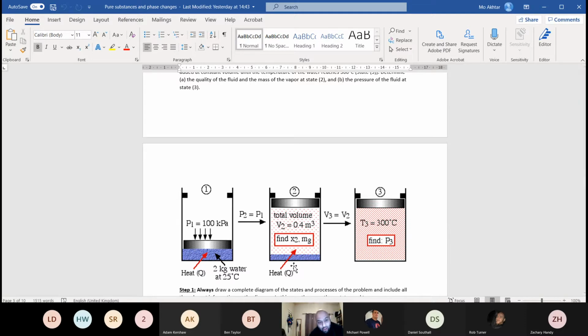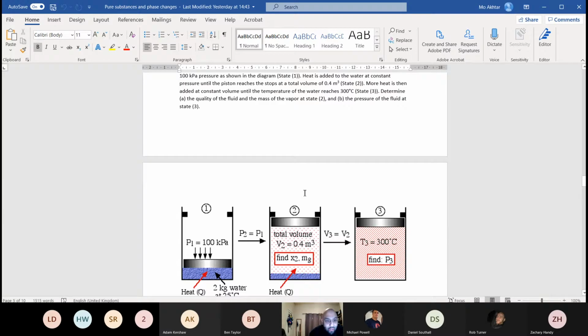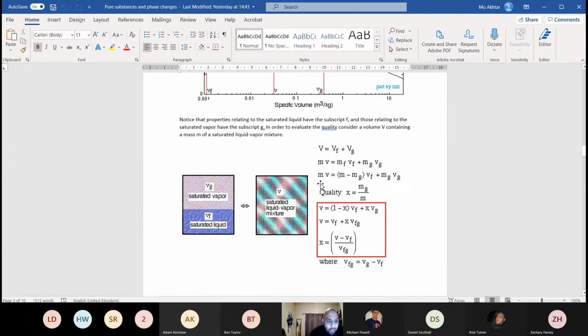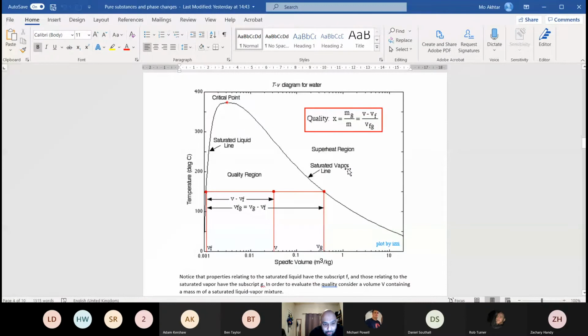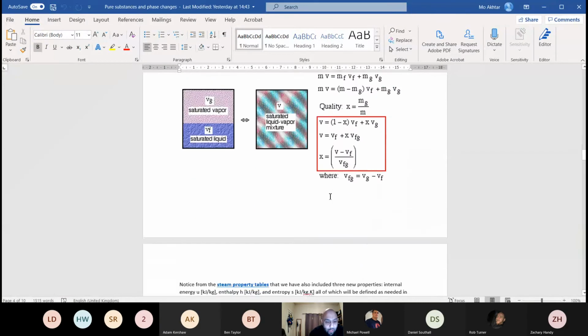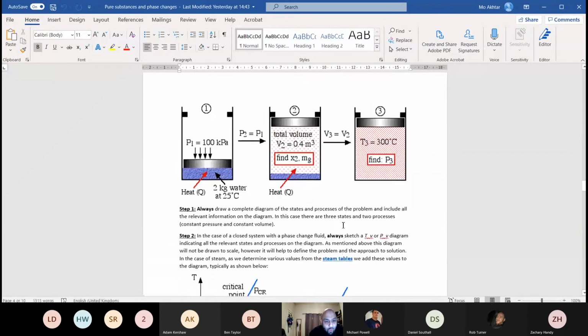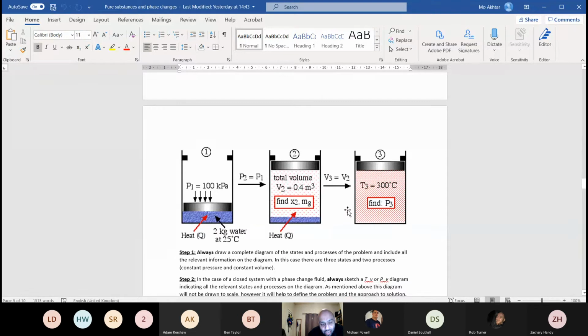Then, if you look at the steam table here, you're going to reach a saturated vapor line there. You're going to keep applying heat, and as you get to the saturated vapor line, it's going to go off the charts. It's going to go to superheat, and in this case, it's been measured at 300 degrees C.